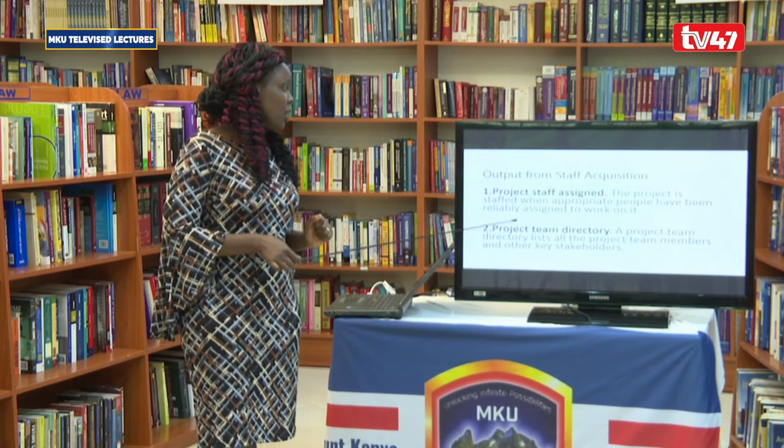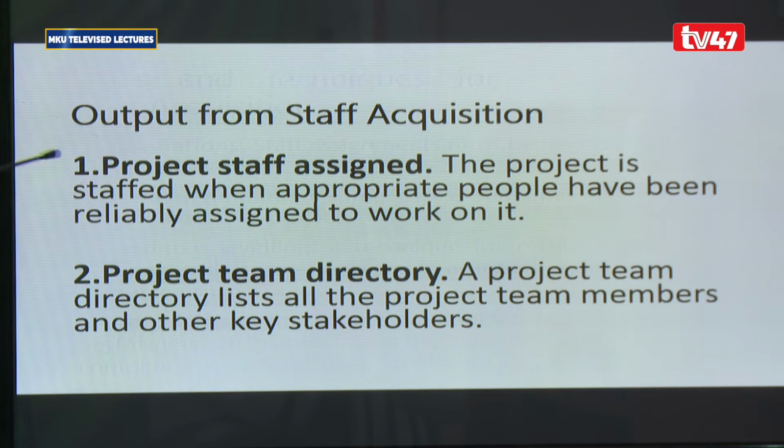Now, after we do staff acquisition, what are we going to get as the output? One of the key outputs of staff acquisition is project staff assigned. The project staff will be assigned from the people who are qualified and who can reliably work on the project. So by the end of the day, you will have project staff assigned.